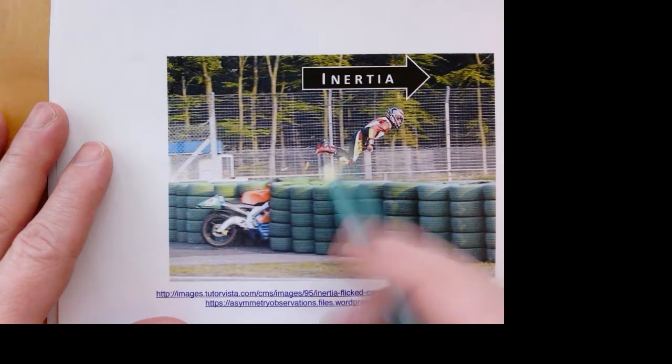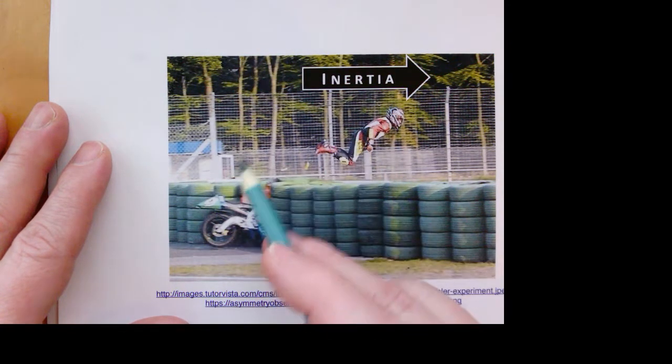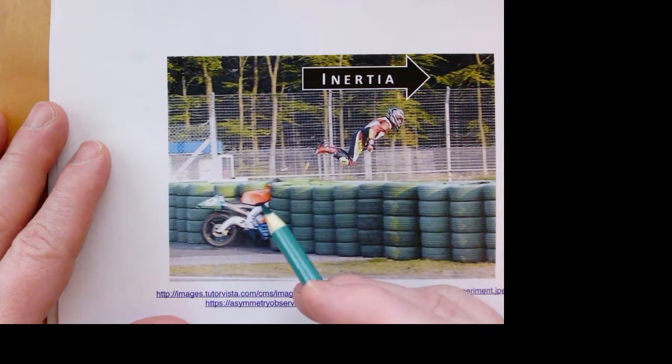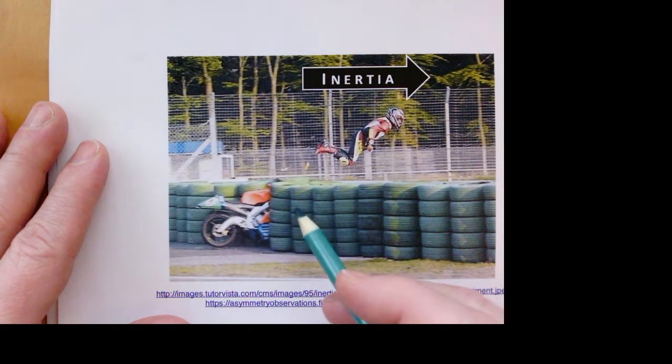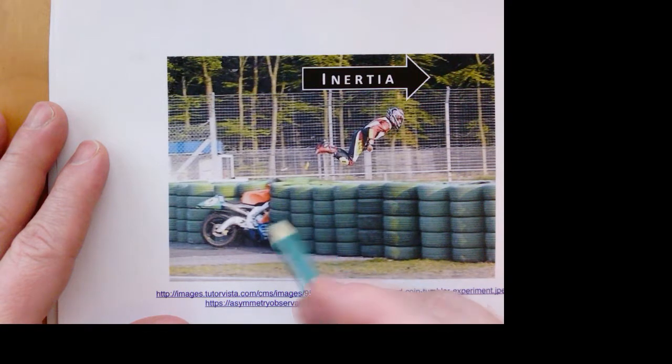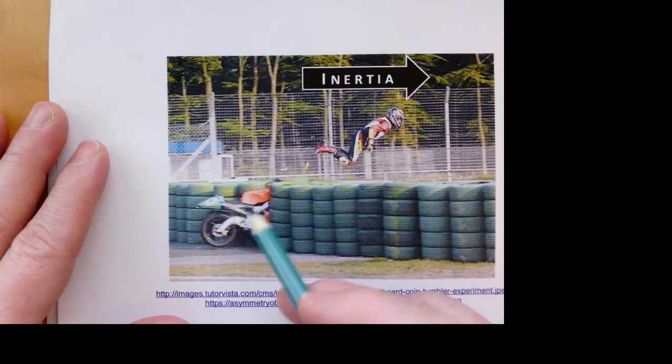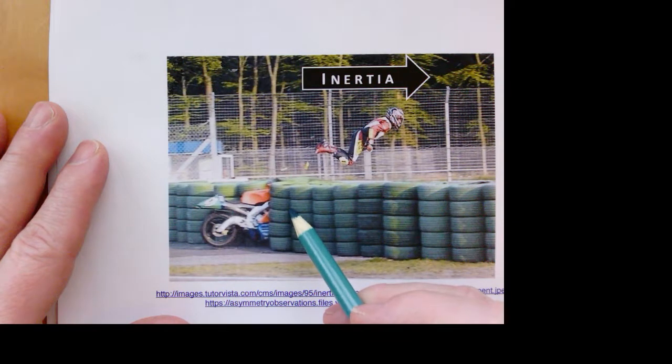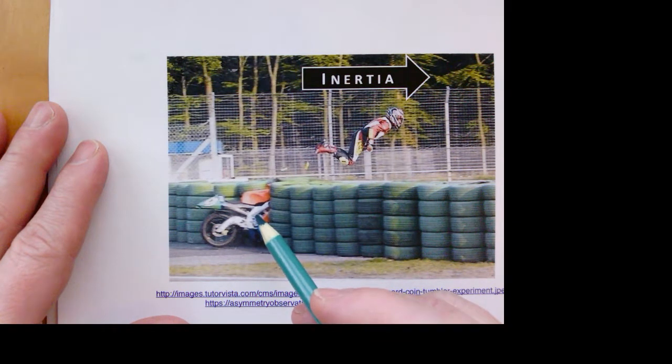The motorcycle stops, but the rider is moving. It wants to keep that motion. So the motorcycle is stopped by the wall. This tire wall exerts a force on the motorcycle and stops it. So the motorcycle would want to keep going too, but it's acted on by an outside force, the wall, which brings the motorcycle to a stop.